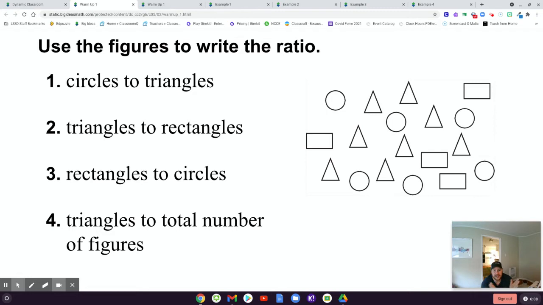It's been a little while since we talked about ratios. We had spring break and all. So we're going to revisit this real quickly.